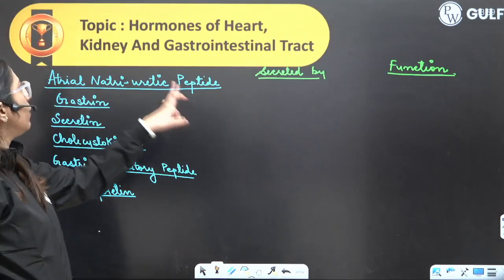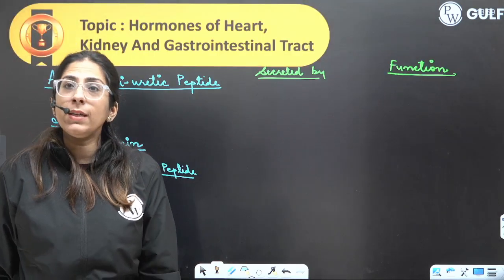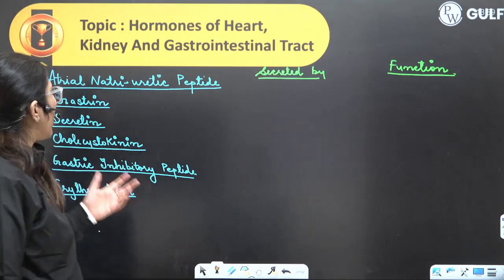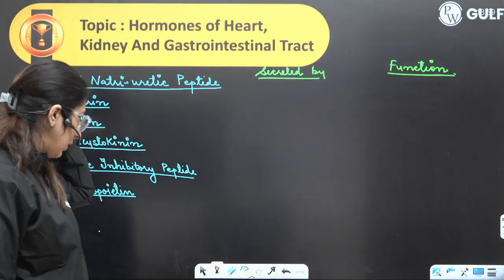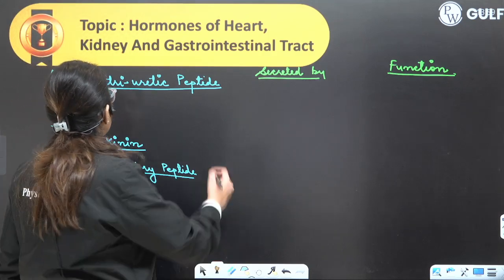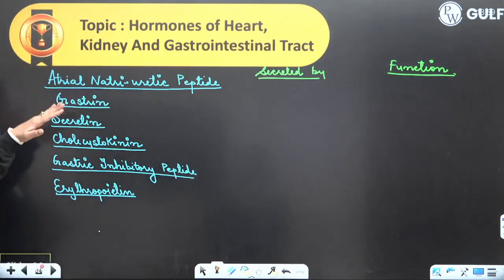Now let's talk about these hormones. Yes, our gastrointestinal tract and other structures also secrete some hormones. Now let's talk about it. First, these are the hormones which are secreted from the heart, kidney and GIT.